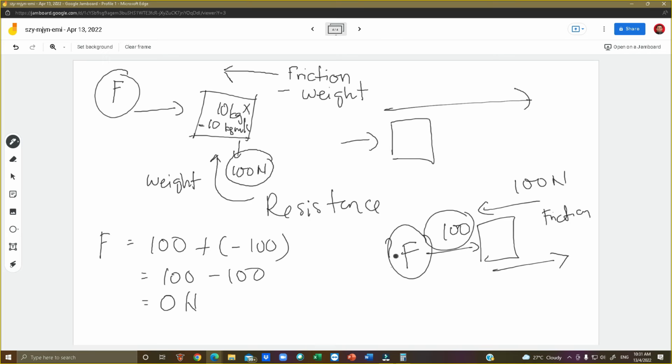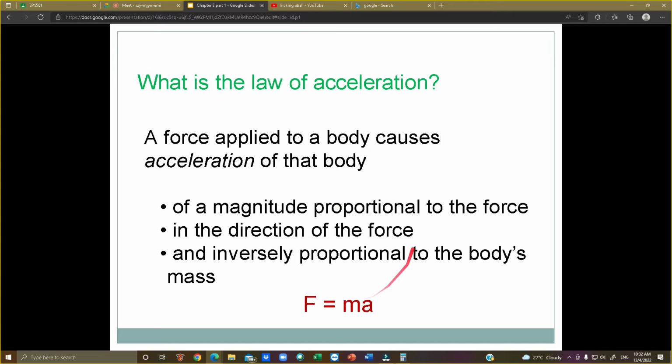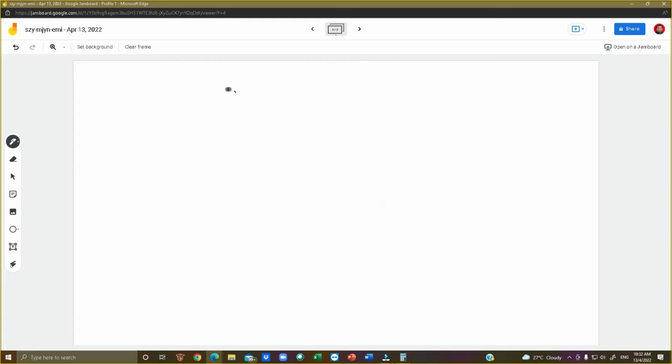Dia takkan boleh bergerak. Apa kata kita increase the force to 1. Sekarang berapa jawapan dia? 1. Okay, apa maksud positive 1 ni? Meaning that it will move to the right hand side at 1 Newton. Dia bergeraklah ke kanan. Itu maksud dia.